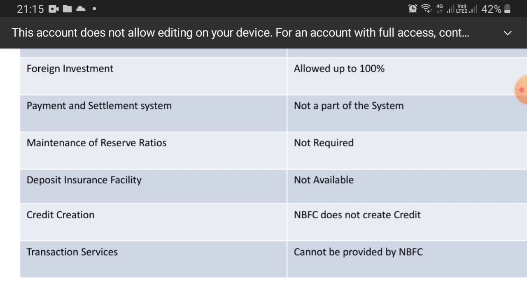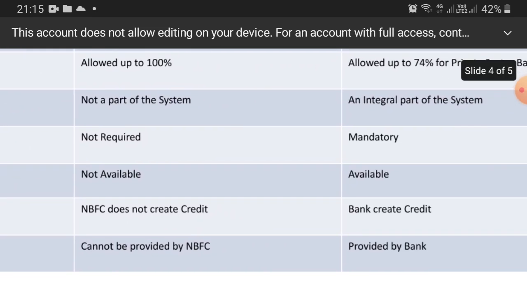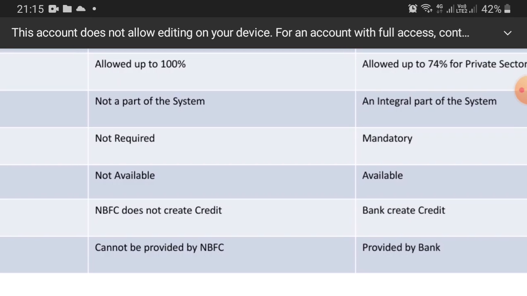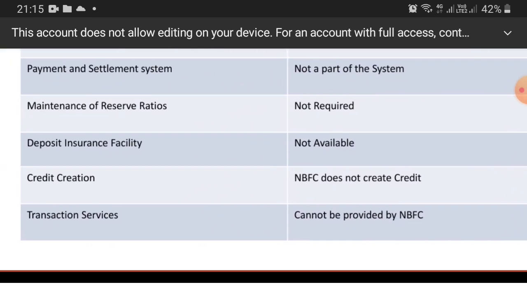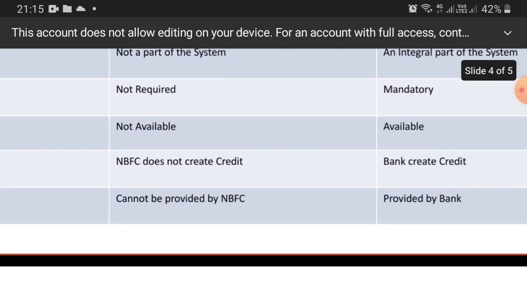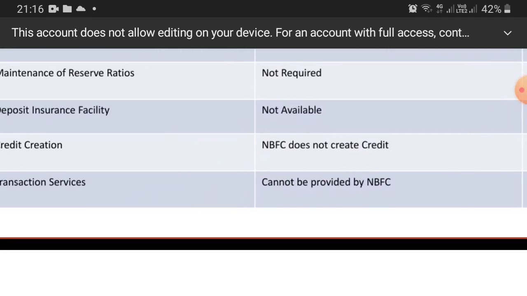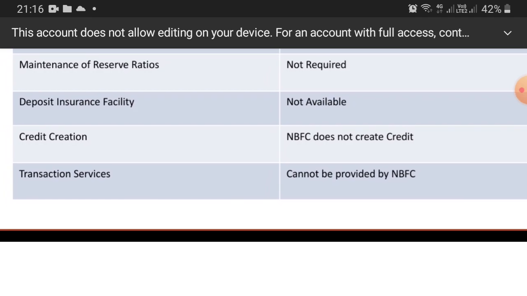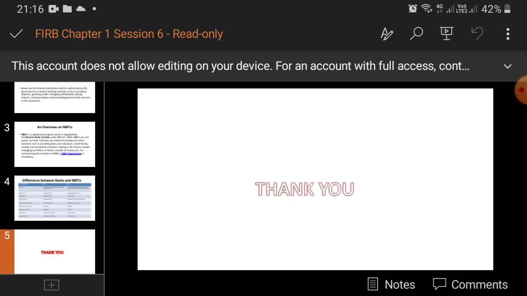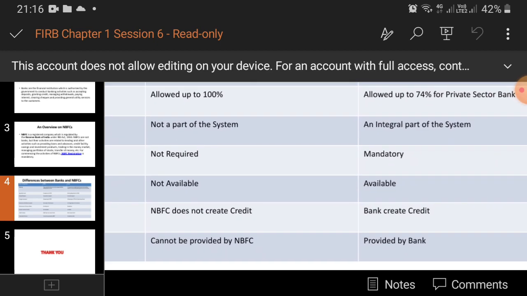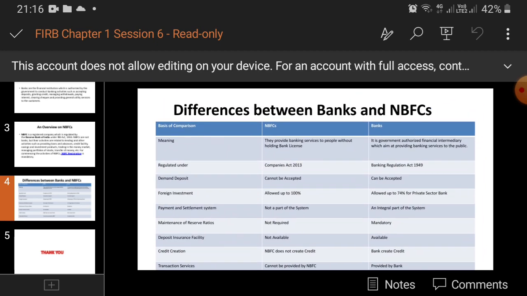Next one, deposit insurance facility. The insurance coverage facility is available only with pure banking institutions, but the same facility is not available with NBFCs. Credit creation. Only banking institutions have the ability to create credit, since they also have the ability to borrow funds, whereas NBFCs do not have the credit creation possibility. Transaction services. Transaction services can be done only by the banking institution, whereas the same cannot be provided by the NBFCs. So these are the major points of differences that we can find between the banks and NBFCs.